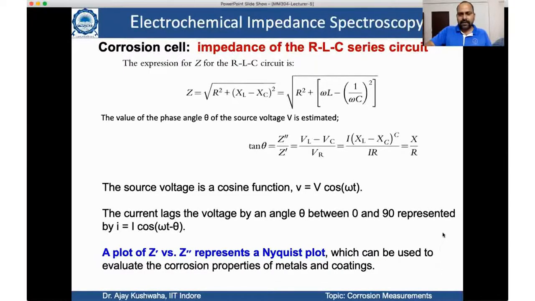If we have this value, we are going. So if we have calculated these things, now we are going to get two important values: Z dash, the real value of impedance, and Z double dash, the imaginary value of impedance. So you now have total Z equals Z dash plus Z double dash J.